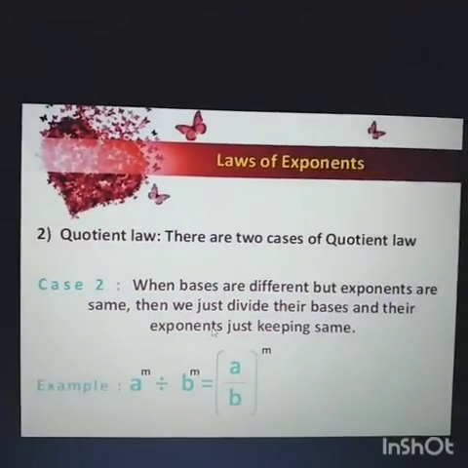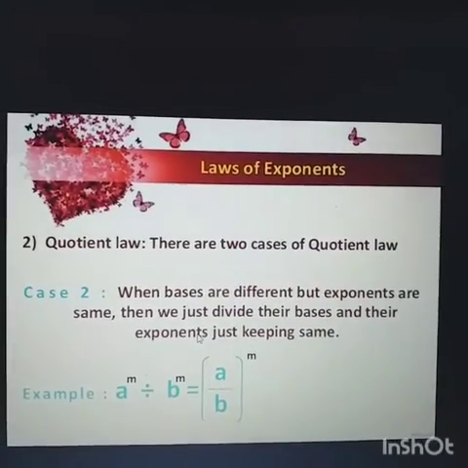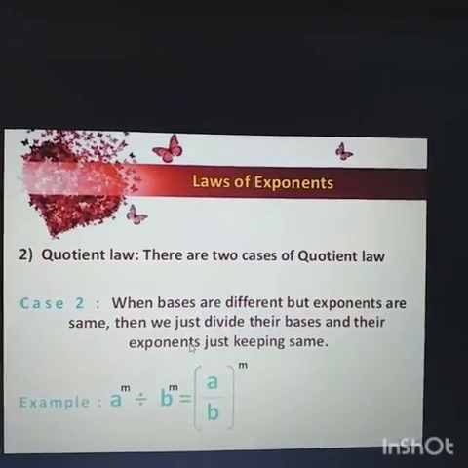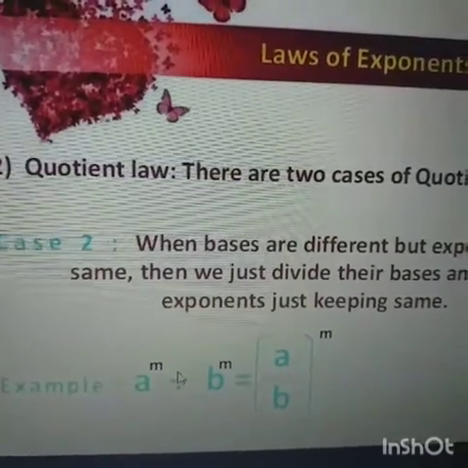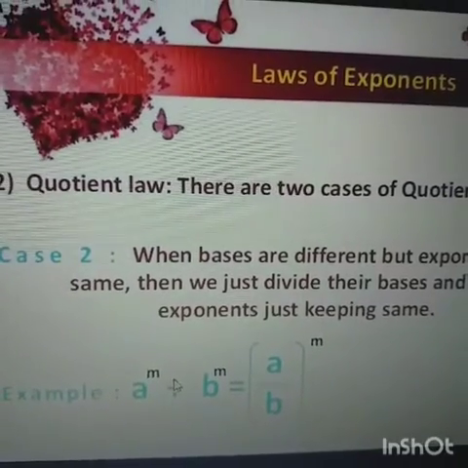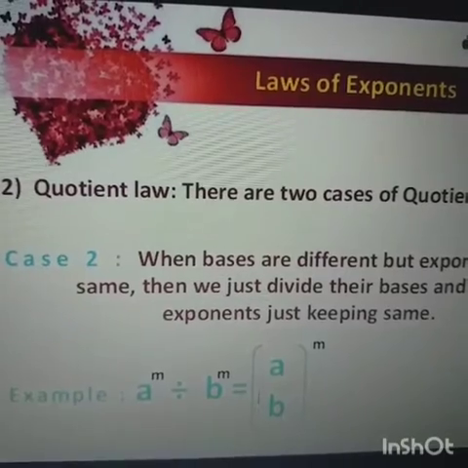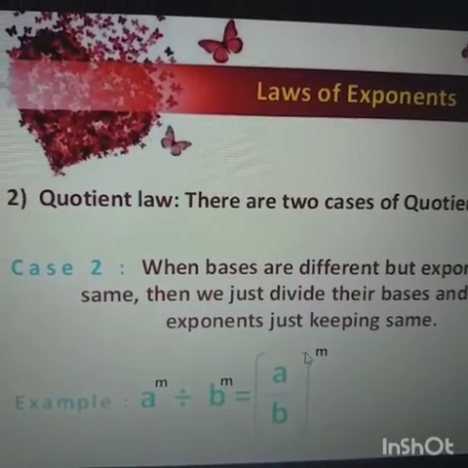Fourth, when bases are different but exponents are the same, then we just divide their bases and keep the exponent the same. Example, a to the power of m divided by b to the power of m is equal to a over b, to the power of m.